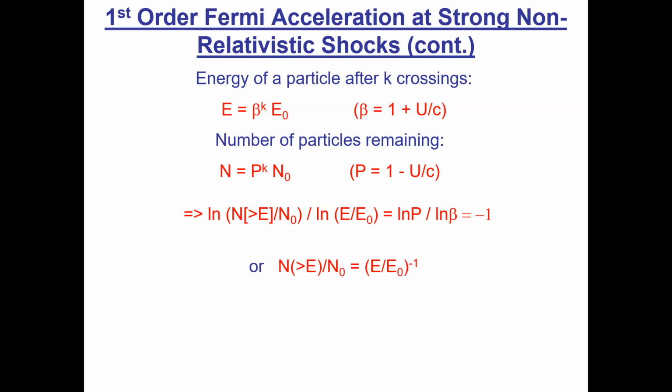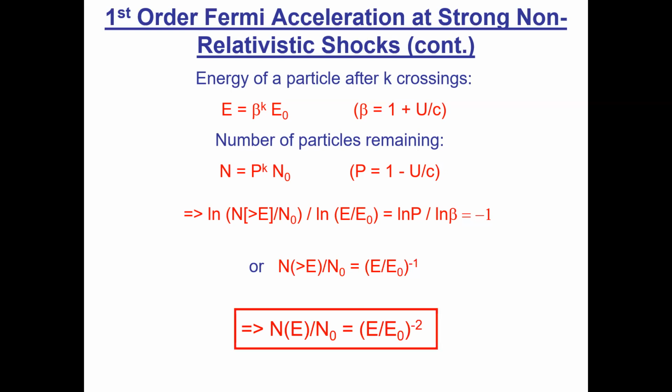What this really gives us is the number of particles that are still in the system that have an energy larger than some given energy. So it's the integral of our distribution from a given energy to infinity. If that integral gives you an E to the minus 1, that means the actual differential distribution is E to the minus 2. I'm sure you've all heard this before, that strong, non-relativistic shocks, without considering magnetic fields, give you an E to the minus 2 spectrum.